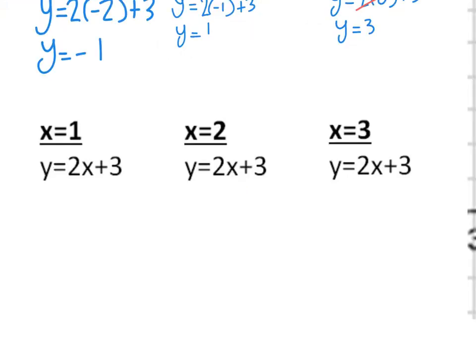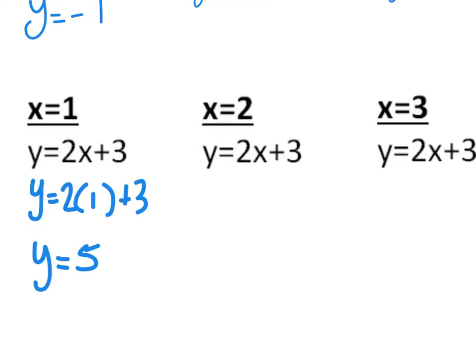Now we're going to do the same for x is equal to 1, x is equal to 2, and x is equal to 3. So when x is equal to 1, we swap this x for brackets with 1 inside it. 2 times 1 is 2, and 2 plus 3 is 5. So our next coordinate is 1, 5. We'll plot that in a minute.